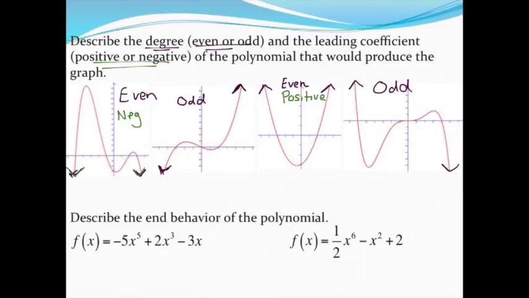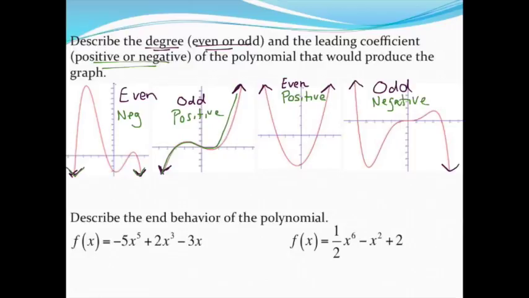And then for your odd degree, you can do something similar. If you start low but end high, there's your example of an odd positive. It goes from the low to the high end as you look left to right. And then the reverse of that is, of course, going to be your negative one. It starts high but ends low. So there's an odd negative polynomial.